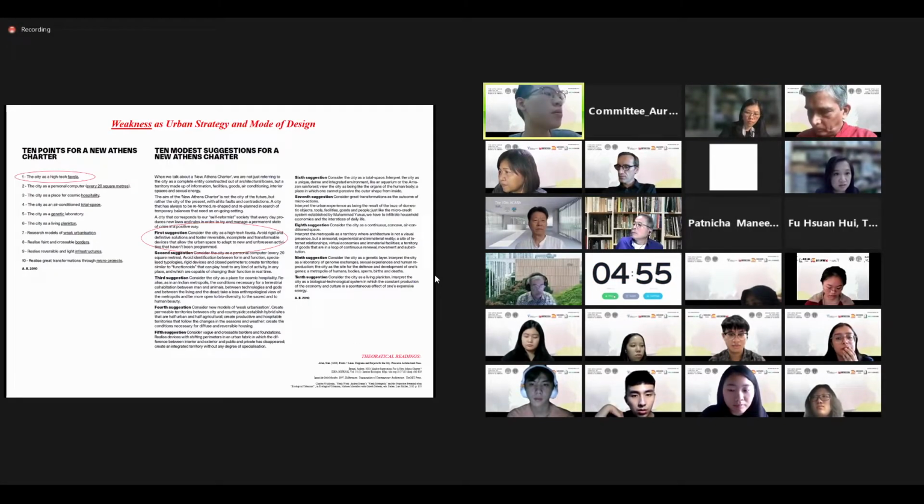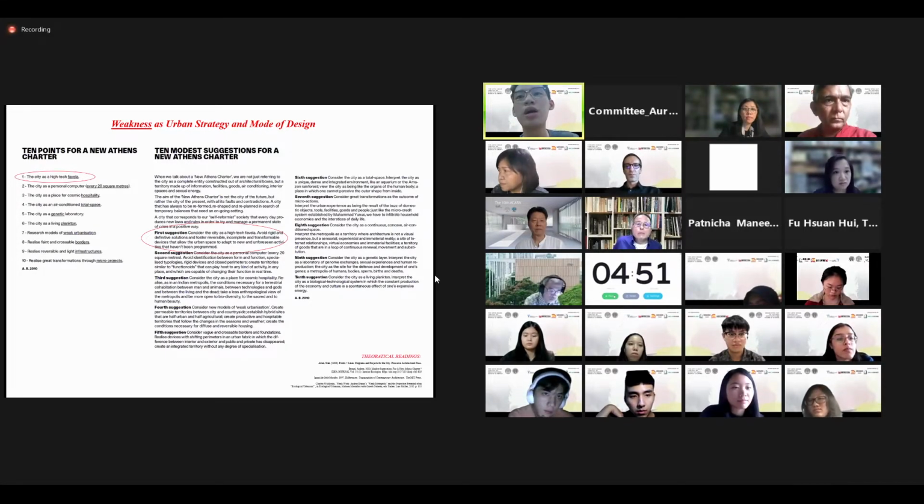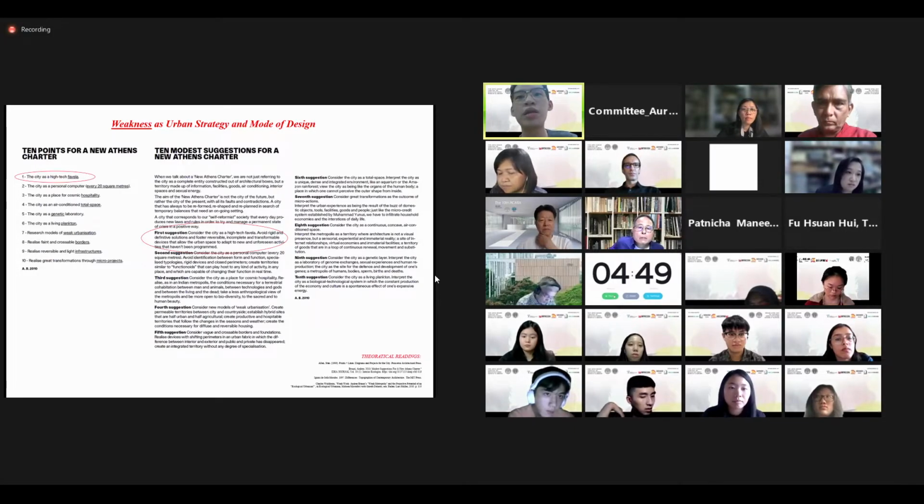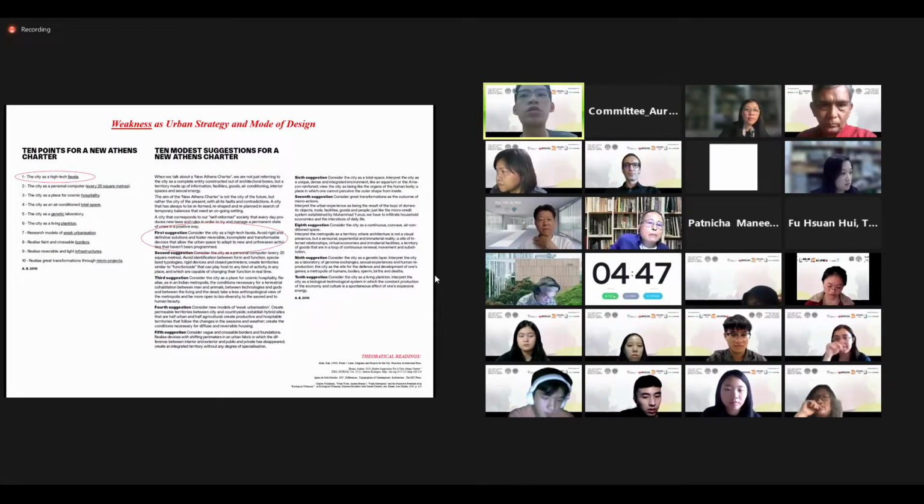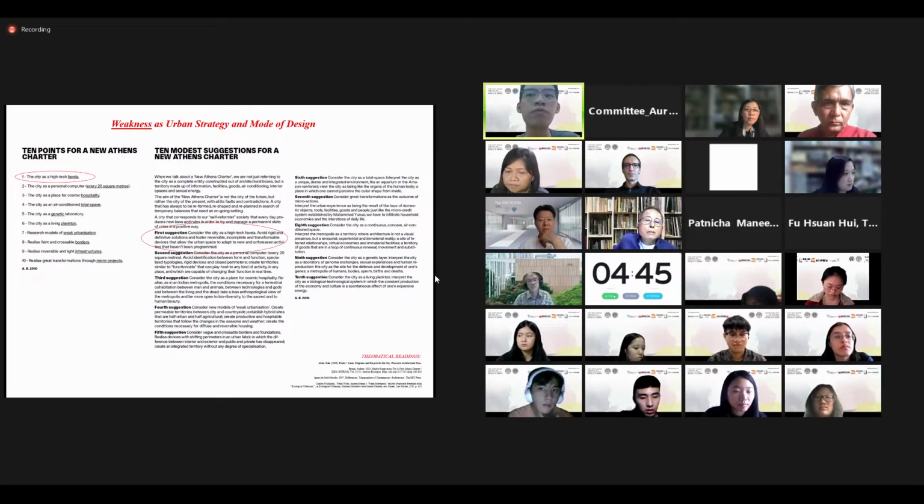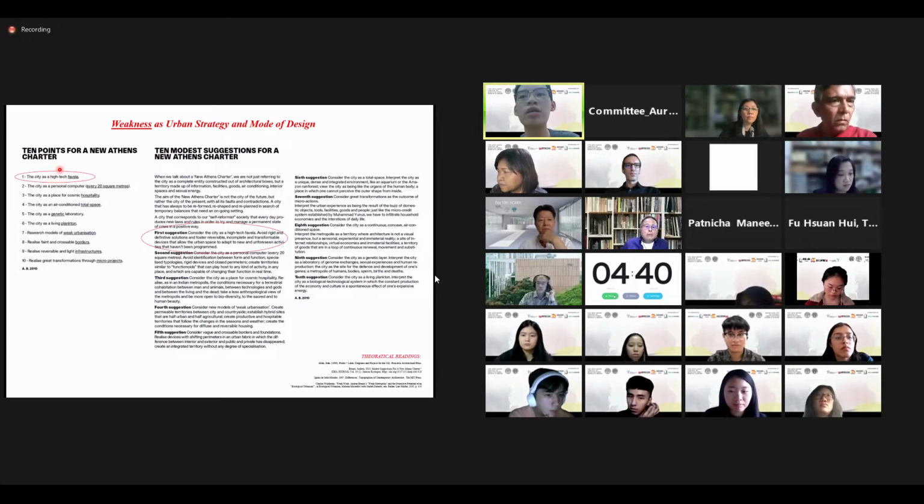Before I start talking about my project, I'll talk slightly more about the brief. The brief of this project is a theoretical exploration primarily through Stan Allen's reading of weak architecture and field condition, in which Brunswick Stan's point for the new Athens Charter is used as the framework for the design. And here the intervention focuses on creating a high-tech favela through weak architecture.